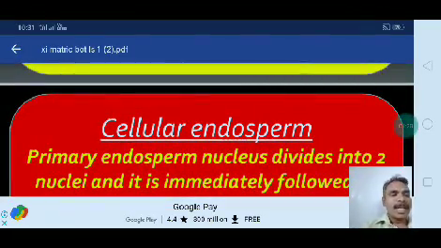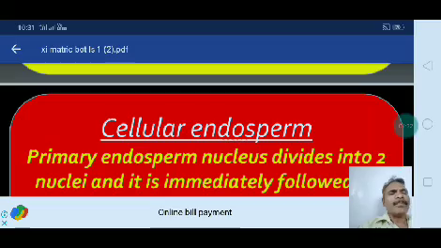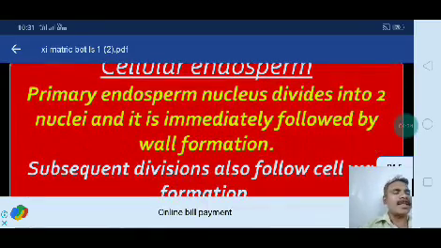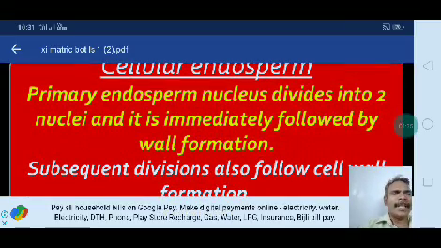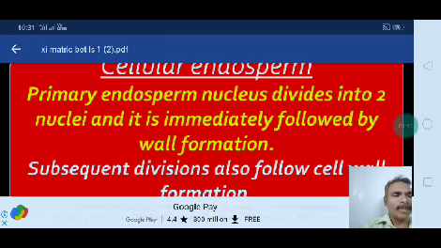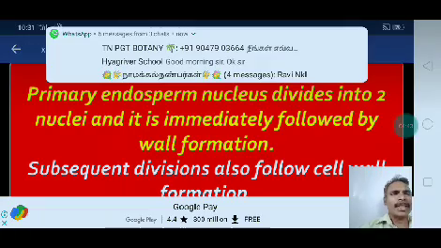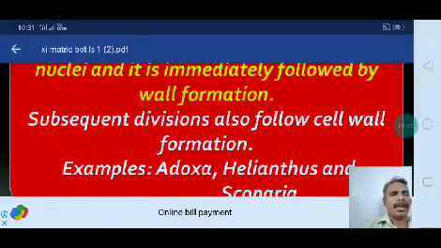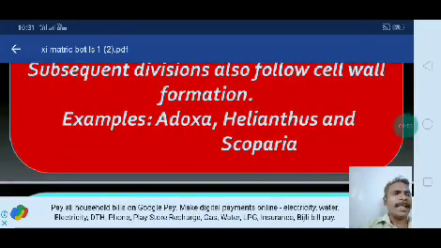Then the next one is cellular endosperm. The primary endosperm nucleus divides into two nuclei and this is immediately followed by wall formation. Subsequent divisions also follow cell wall formation. Examples: Adoxa, Helianthus and Scoparia.